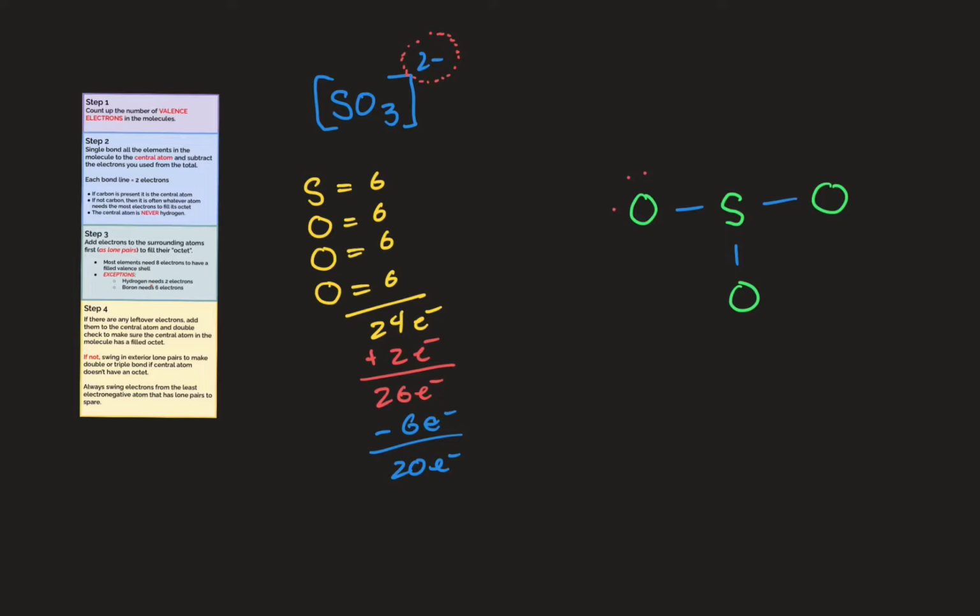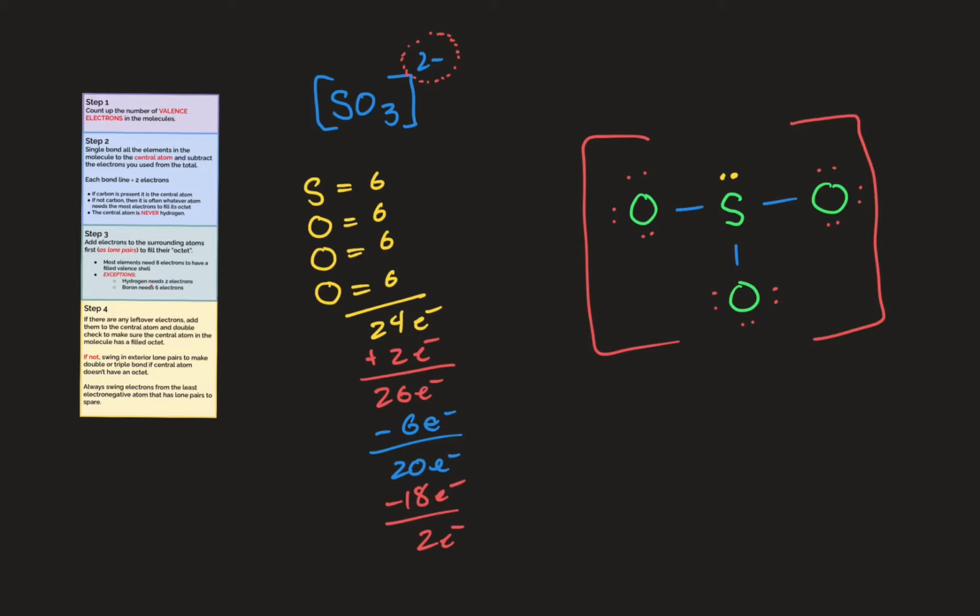We add them first as lone pairs to the exterior atoms, and filling the octets of the oxygens on the outside uses up 18 electrons, so we deduct that from the total for 2 electrons remaining. Those last 2 electrons go on the central atom, and we check to make sure everything has an octet. This oxygen has an octet, this oxygen has an octet, this oxygen has an octet, and the sulfur in the center has an octet. We are done our structure, except it is an ion, so once again, we put the entire thing in brackets and say it has a 2 minus charge.